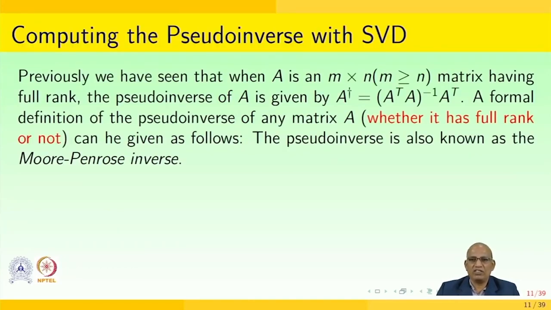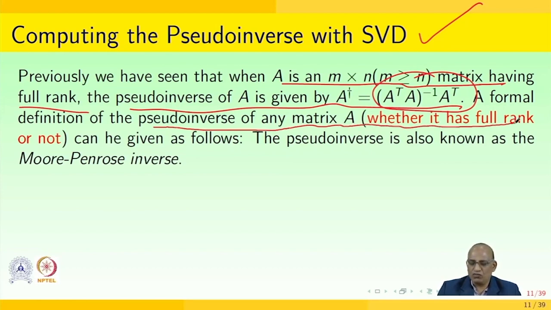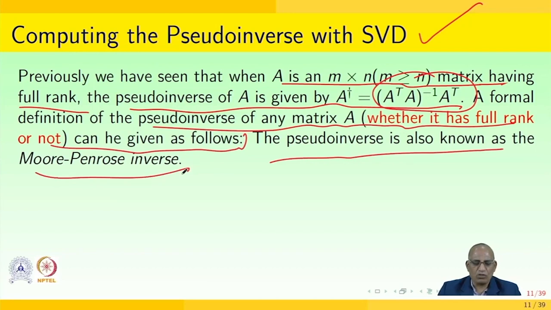Computing the pseudo inverse with singular value decomposition. Previously we have seen that when A is m by n, with m greater than n, and the matrix has full rank, the pseudo inverse of A is given by A transpose A whole inverse times A transpose. A formal definition of the pseudo inverse of any matrix A, whether it has full rank or not, can be given as follows. The pseudo inverse is also known as the Moore-Penrose inverse, and it is the standard terminology being used.